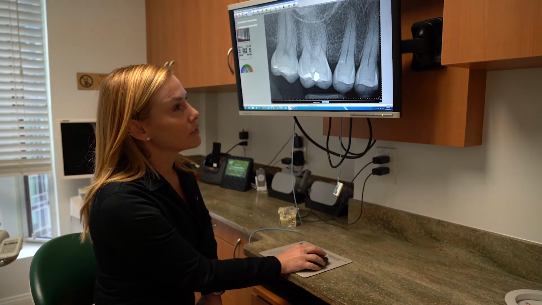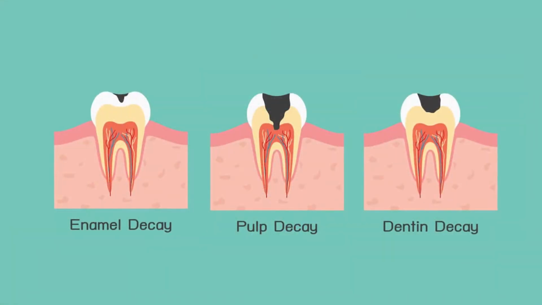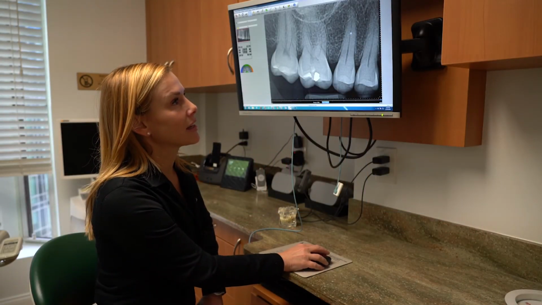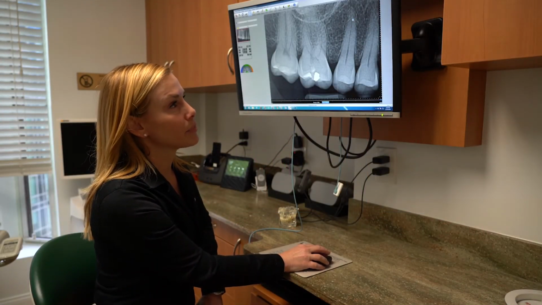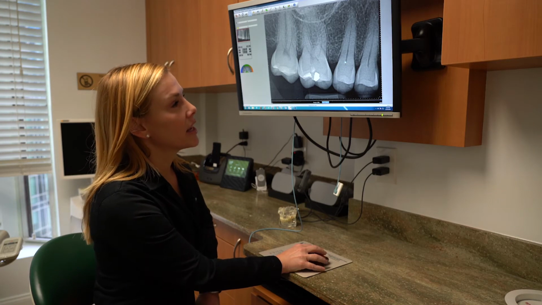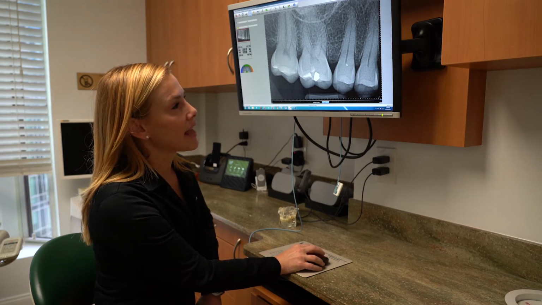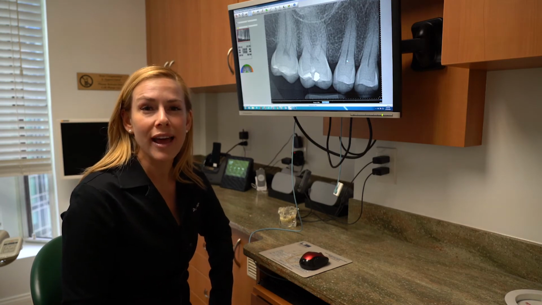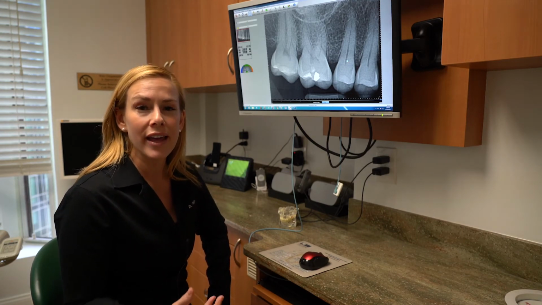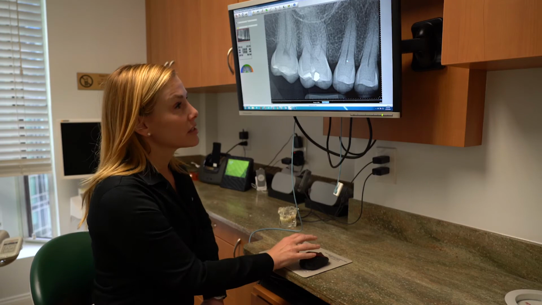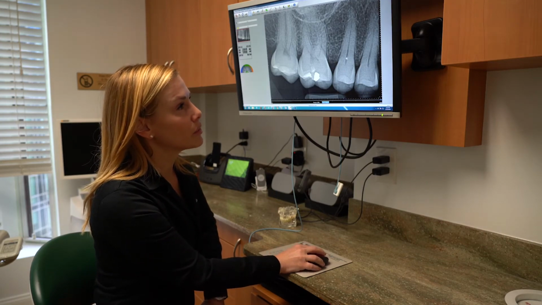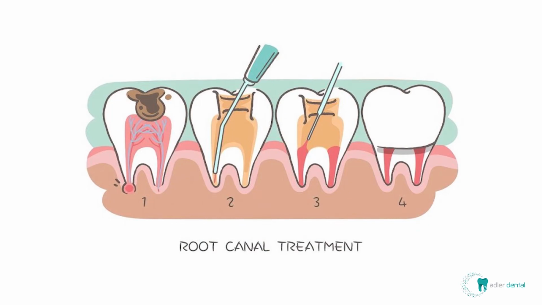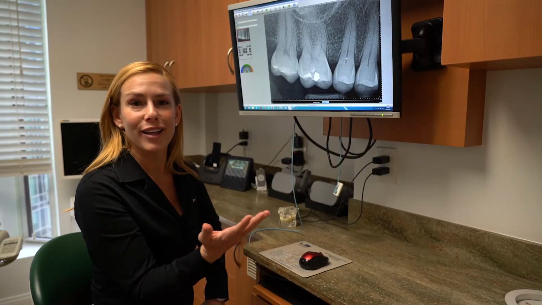Sometimes cavities get really big and they get into the pulp or the nerve canal. And that's what this black hole is. And that's where the nerve is housed. It's also called the pulp because that is the nutrients that keep the tooth alive. So if you have a cavity that goes all the way to this area, that's when you need a root canal. I'm sure you've heard of root canals.